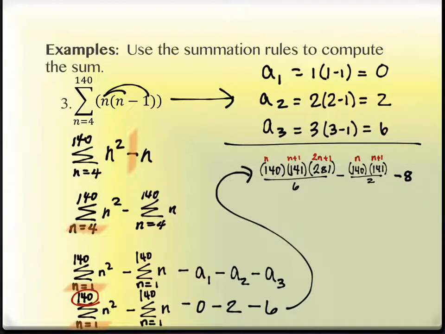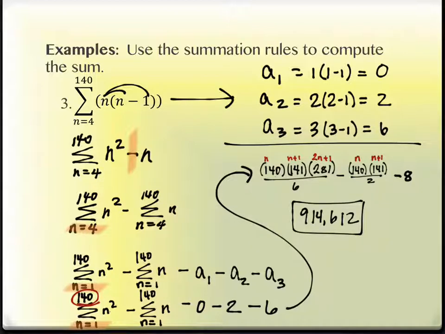All arithmetic in your calculator, right? Just grab your calculator and compute 140 times 141 times 281 divided by 6, and then 140 times 141 divided by 2, and then subtract those two quantities at the end. What do you get? That's what I have too, 914,612.